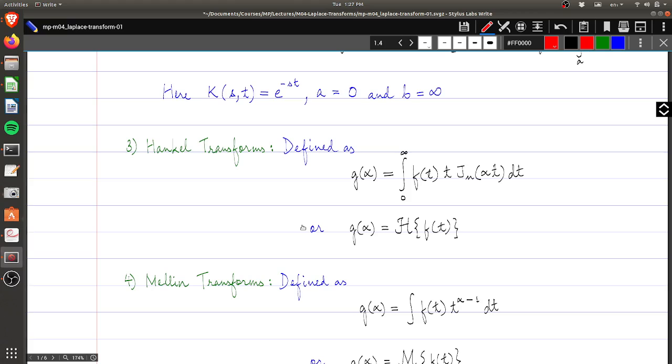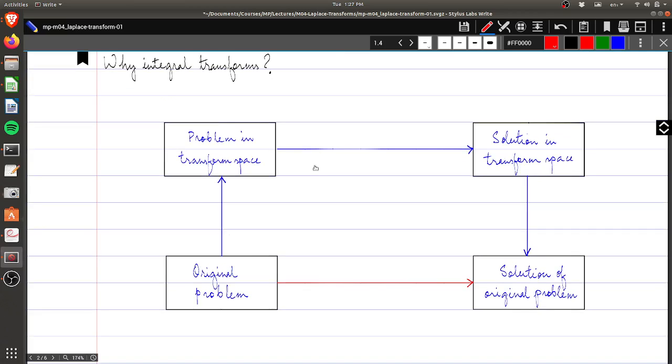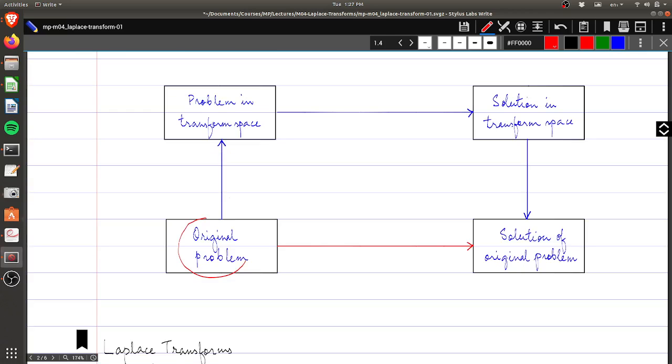Okay, so to understand why we need integral transforms, I would like to put this forward in this way. Suppose I have an original problem. This is my original problem, and this is the solution to the original problem. So I want to go from here to here. Along this path I want to find the solution. The original problem is given to me and I want to find the solution of the original problem.